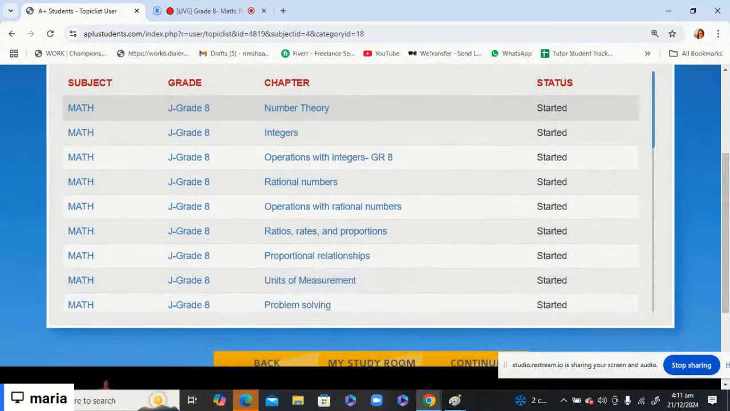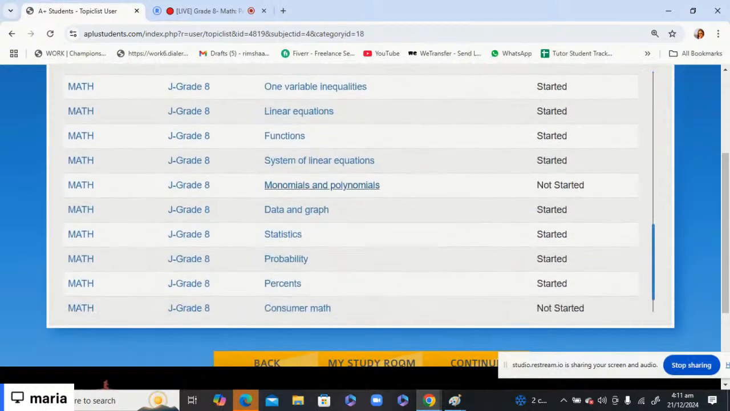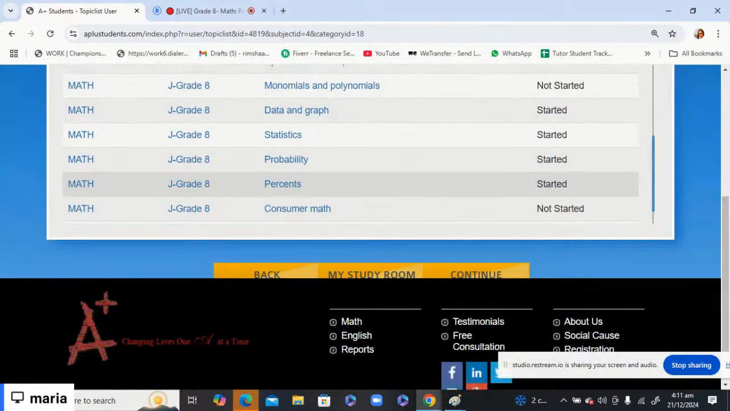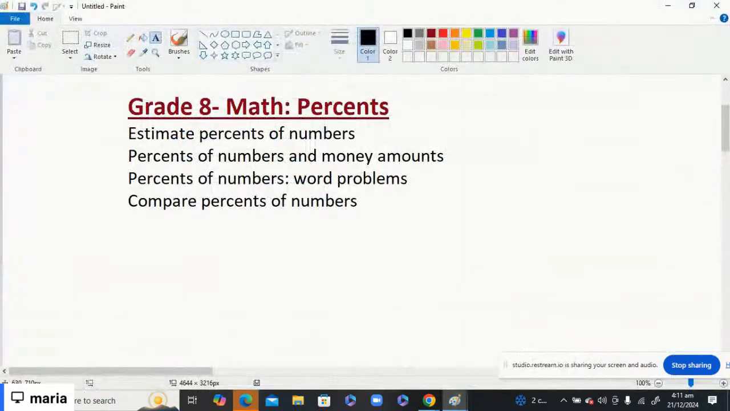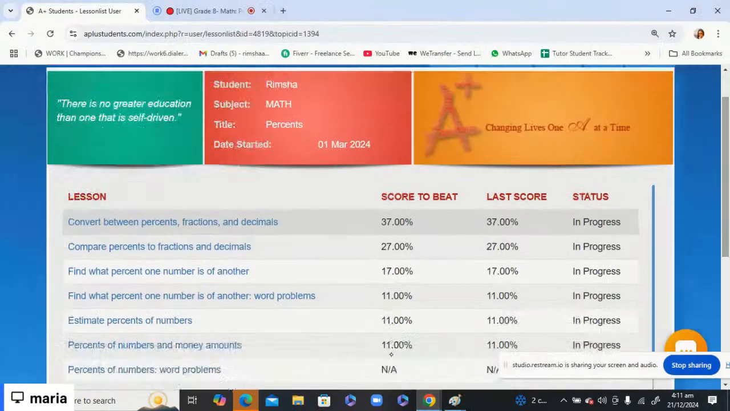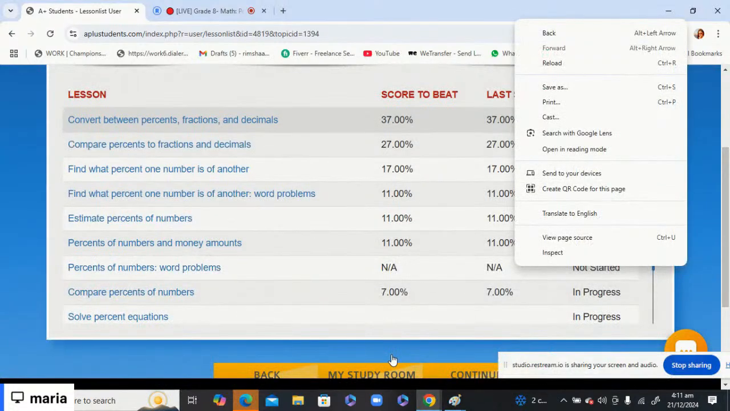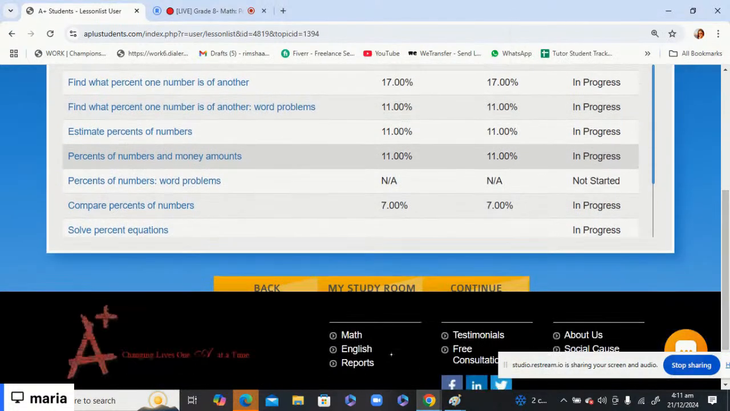So now let's start the next lesson. So here we have done the first lesson of that, and now let's start the next, which is percent of a number and money amounts. Okay, percent of a number and the money amount.